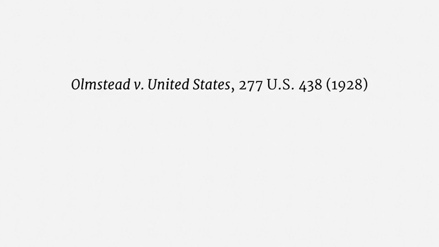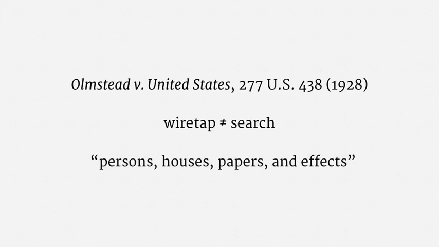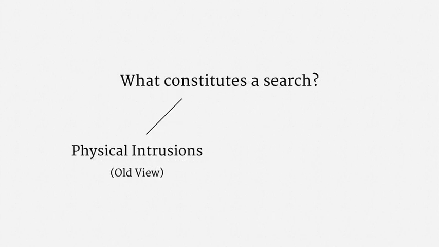And so, in the 1928 case of Olmstead against United States, the Supreme Court held that a telephone wiretap is not a search. And again, since it's not a search, it's not covered at all by the Fourth Amendment. The court emphasized the amendment's language about persons, houses, papers, and effects, and said, look, a phone conversation just isn't any of those. So, that's the old view.